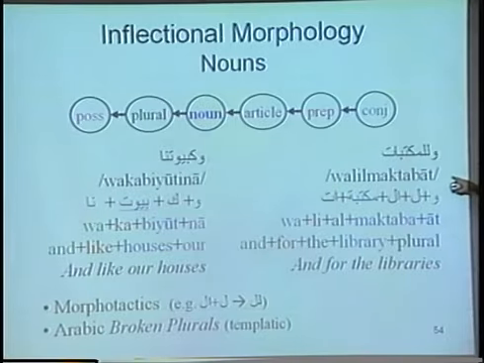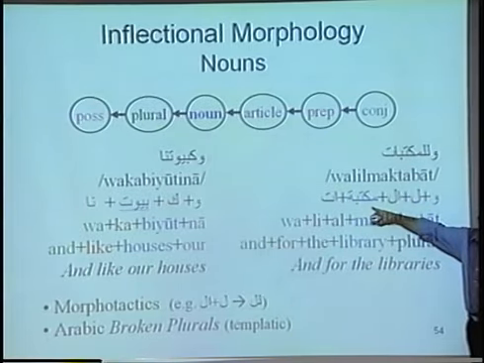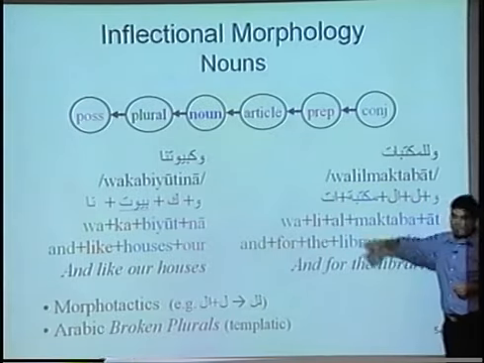So you get this walil maktabat. So wa is the conjunction, l is the preposition, this is the al, that is the definite article, here's the basic noun, and here's the plural. This is a feminine noun, so it gets a feminine ending.